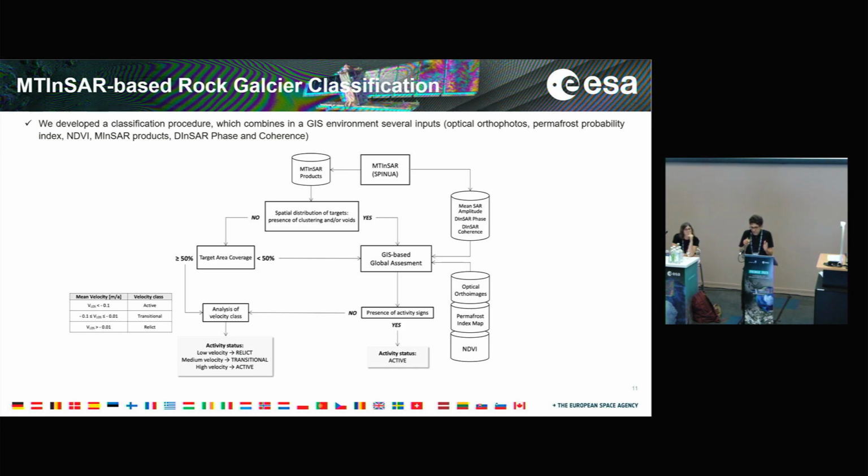So, just the coherence map and differential phase maps. This investigation is required in particular when we have a lack of coherent targets. I will not spend more detail on the procedure, but you can see that there are some decision blocks which are based on the density of the targets and on the density of the targets within the polygon.